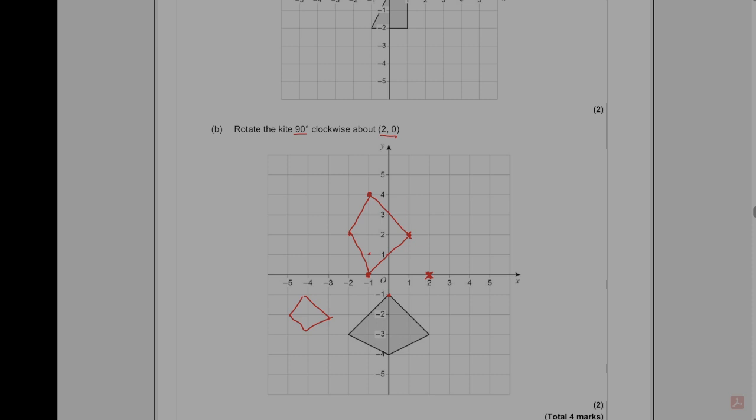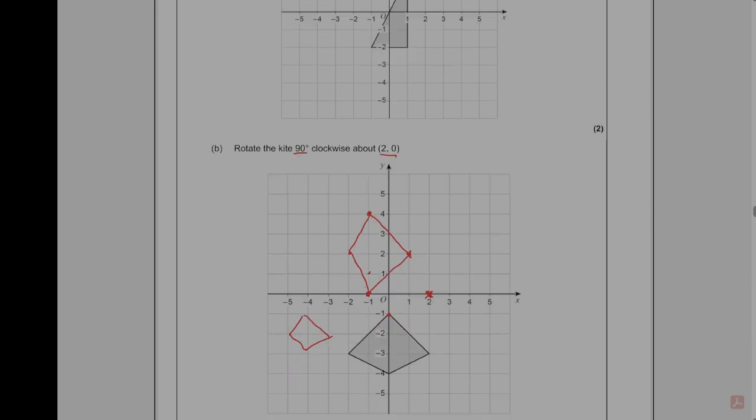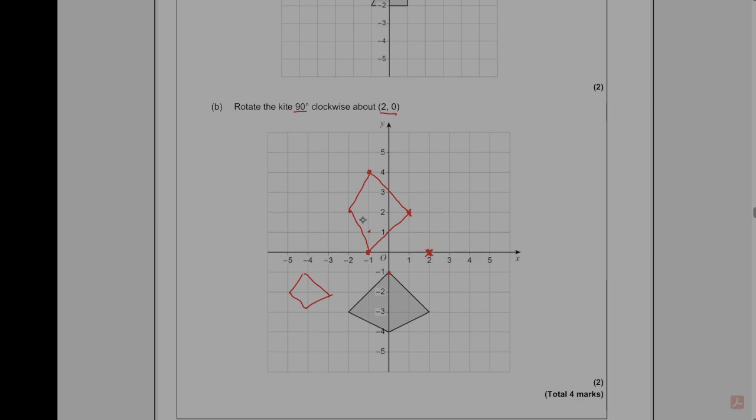And again, for both these questions, I would recommend you use a ruler. I just don't really have the function of a ruler on this application.